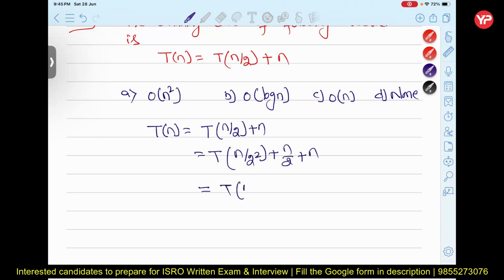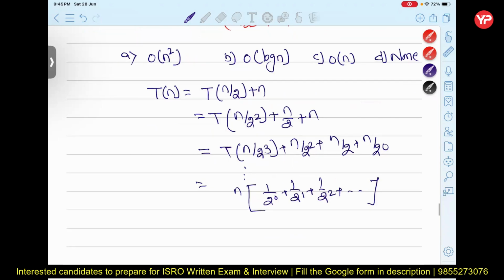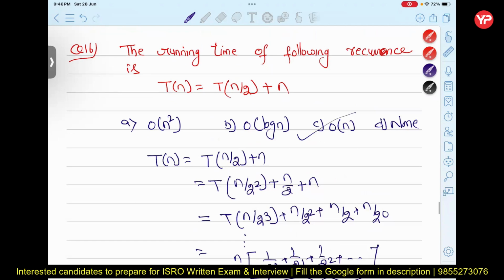Now T of n by 2 cube plus n by 2 square plus n by 2 plus n by 2 to the power 0, which gives me a series after repeating the same task again and again k times. Then I just take n common, and 1 by 2 to the power 0 plus 1 by 2 to the power 1 plus 1 by 2 to the power 2, and in this way it comes to be almost 2, which is theta of n. So the time complexity is C.